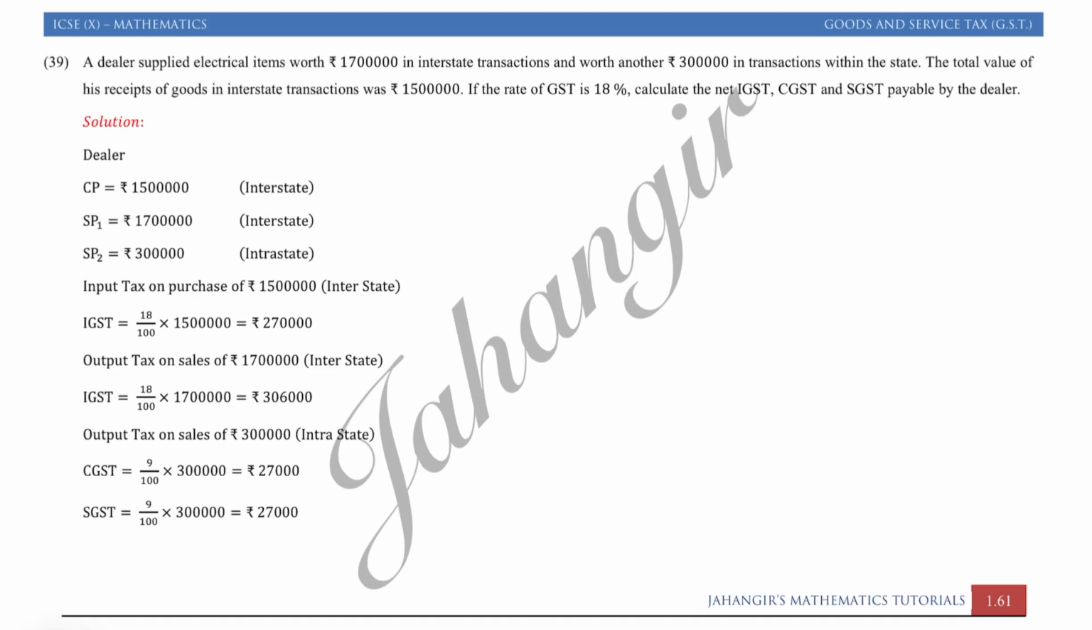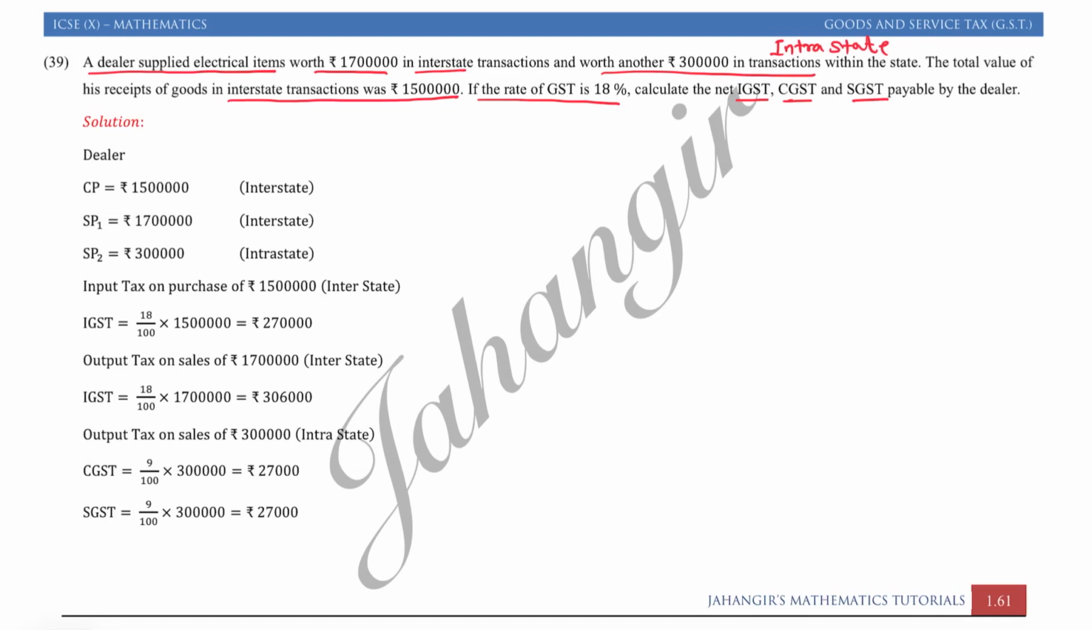Question number 39. A dealer supplied an electrical item of rupees 17,00,000 in an interstate transaction and worth rupees 3 lakh in a transaction within the state, that is intrastate. The total value of the goods in interstate transaction means he had purchased from another state. If the buying was for rupees 15 lakh, this is 17 lakh, this is 3 lakh and 15 lakh is the buying. If the rate of GST is 18%, calculate net IGST, CGST and SGST payable by the dealer. So here there is adjustment.